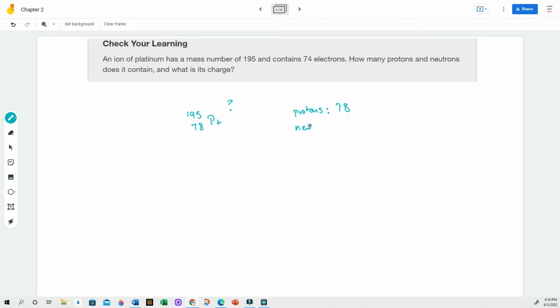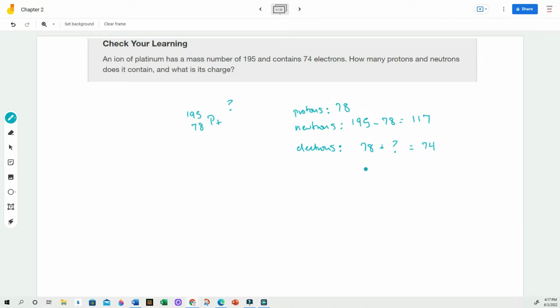My neutrons tell us what isotope we have. And to calculate that, we're going to take 195 minus our atomic number, and that equals 117 neutrons. Now finally, if we were to calculate electrons, what we would do is take our number of protons, which is our atomic number, and add whatever our number of electrons is, which we do not know. The problem gives us another piece of information. Remember, it says we have 74 electrons, so I know that this must equal 74.